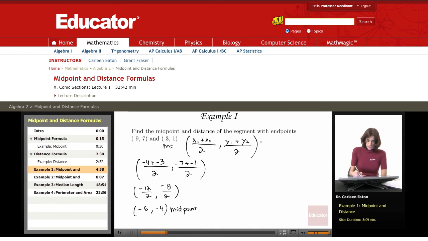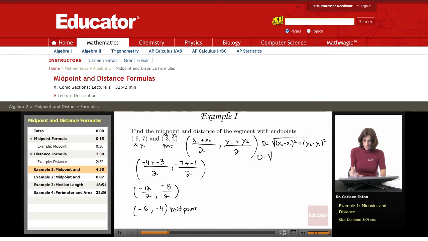Recall that the distance formula is the square root of x2 minus x1 squared plus y2 minus y1 squared. I'm going to assign this as x1, y1, and this as x2, y2. Again, it doesn't matter. You could do it the other way around.